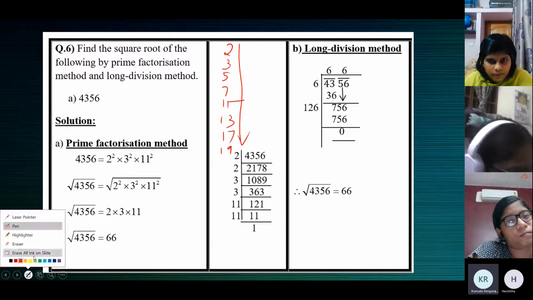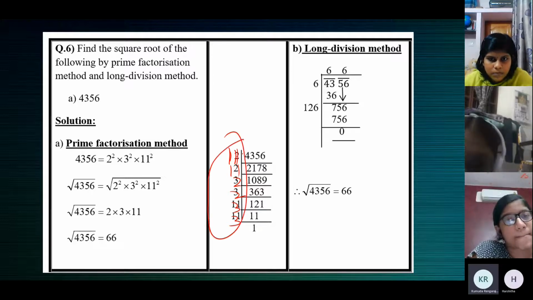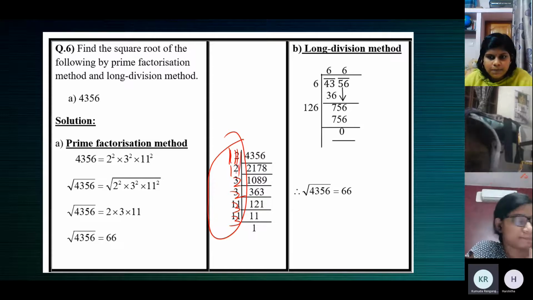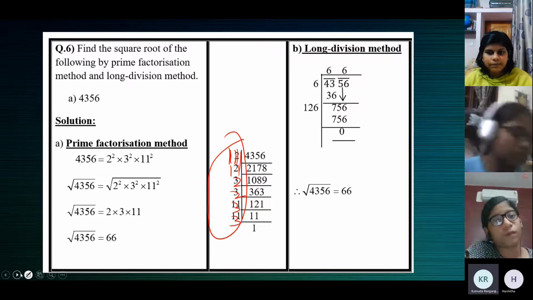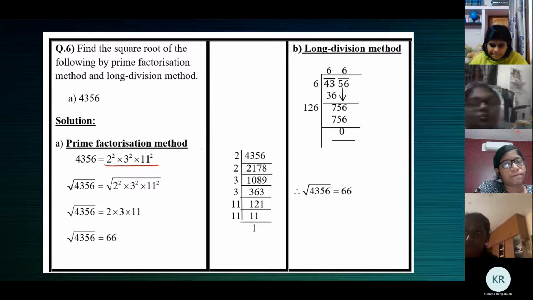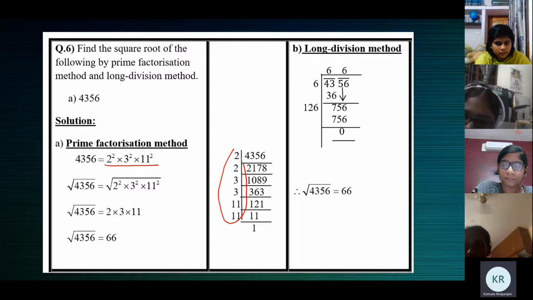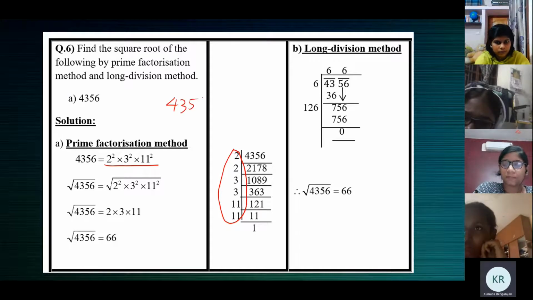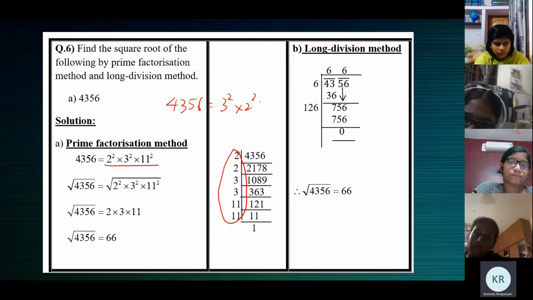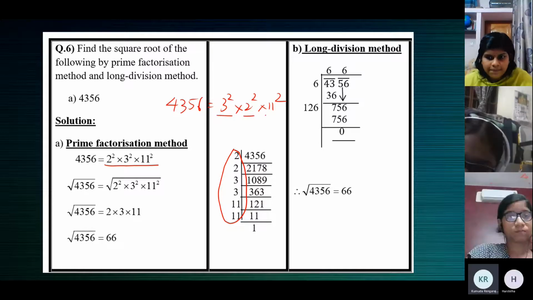But you can do it in any order. You can take 11 itself here. You can take 11, then 11, and then you can use 2, 2, and then 3, 3. Whatever you do, you will get the same set of prime factors. Just because you start with 11, it doesn't mean that you will get some other set of prime factors. I have written 2 square, 3 square, and 11 square. If you have used these prime factors in a different order, then yours will look like 4,356 is equal to 3 square into 2 square into 11 square. The order may be different, but you will get the same primes.